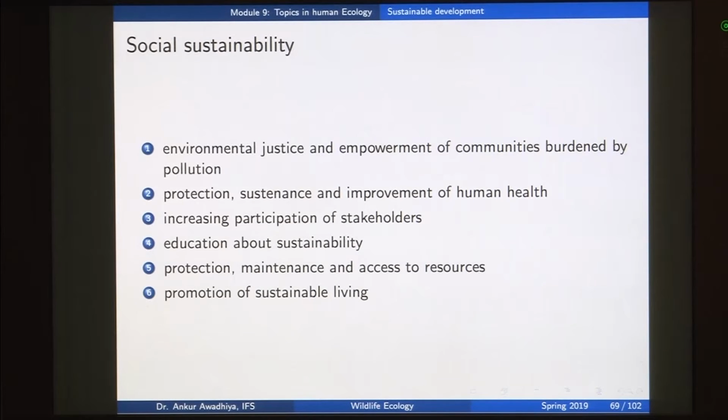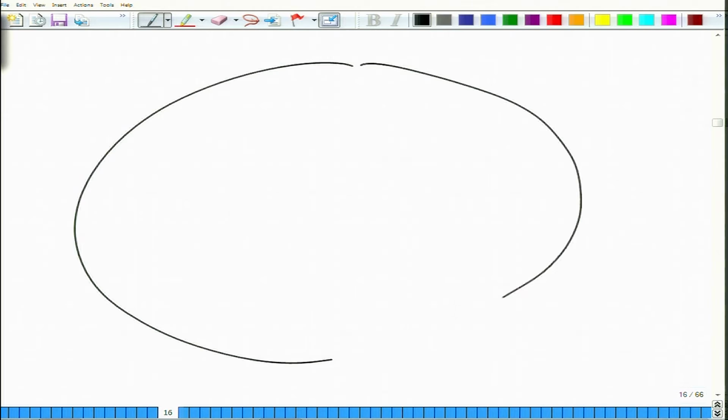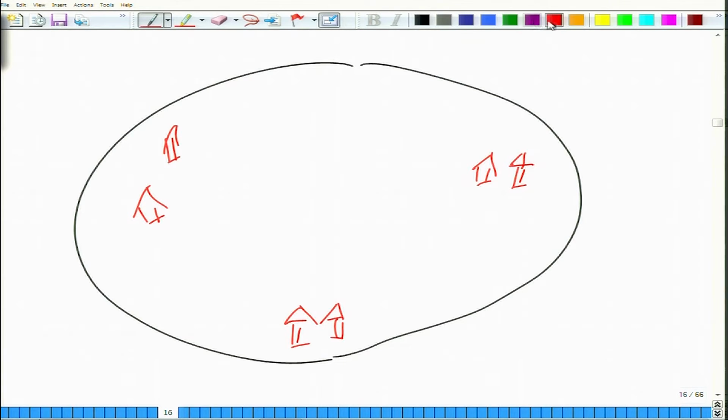In the case of social sustainability, we talk about things like environmental justice and empowerment of communities that are burdened by pollution. Let us say that we are doing a mining operation that is near to a village. So, in this case we have this big area, and in this big area you have certain villages. So, you have a village here, maybe a village here, and maybe a village that is here. And let us say that we are doing some mining operation in this area.